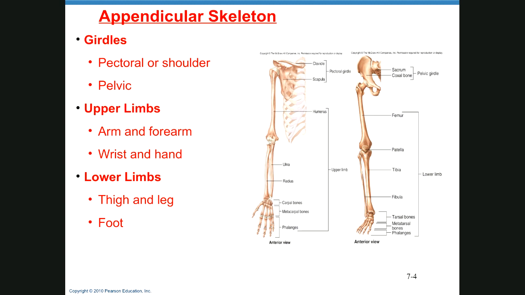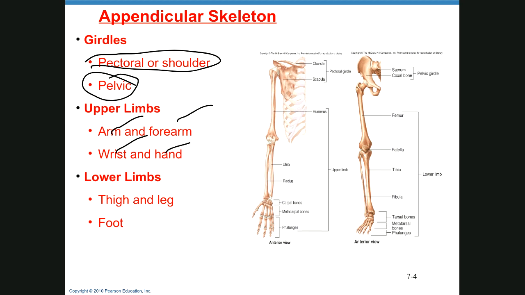The pectoral girdle has the scapula and the clavicle. The pelvic girdle has all the pelvic bones. Then we have the upper limbs with the arm bone, the forearm bones, the wrist, the hand bones, and then the lower limbs with the thigh, leg, and foot.